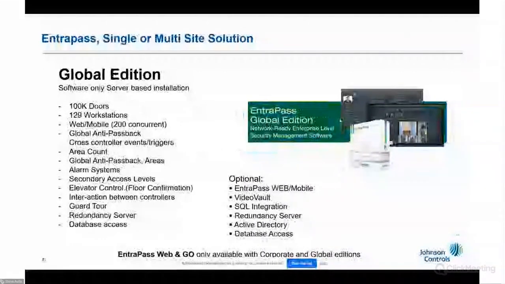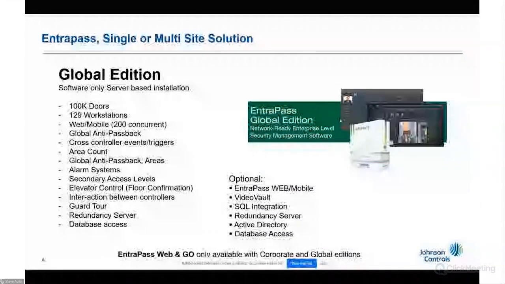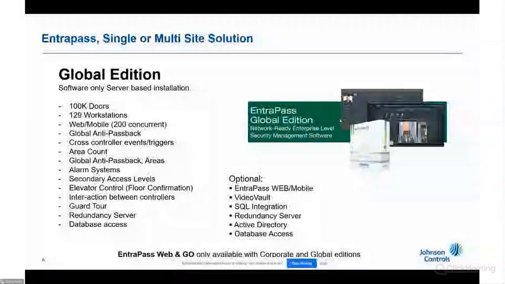In the global edition, for those multi-site solutions, and as I was telling you, when we need global anti-passback areas, the global edition will give us up to 100,000 doors, 129 workstations, 200 concurrent clients for web and mobile. You can do cross-controller events and triggers, which means one controller in site one can trip events on a controller on site two. That kind of thing you can do with the global edition. Area count, alarm systems, elevator control, guard tours, redundancy. You can also do the web and mobile clients. You can do the video vault for archiving.